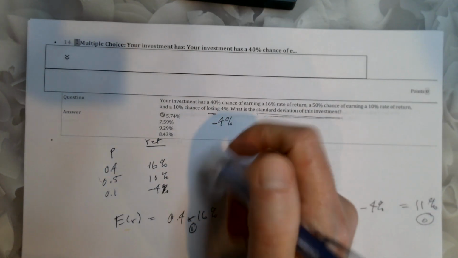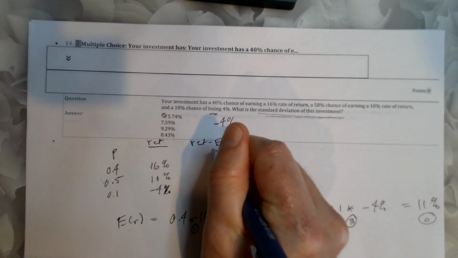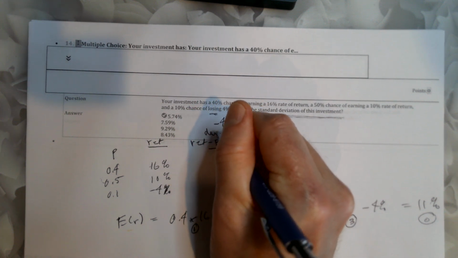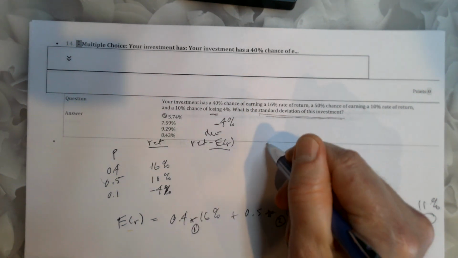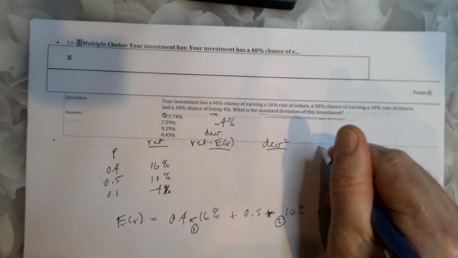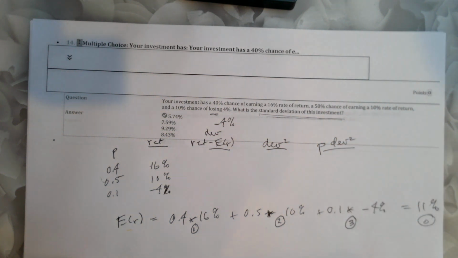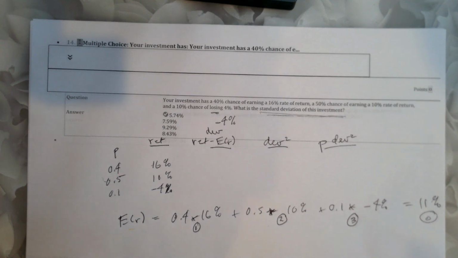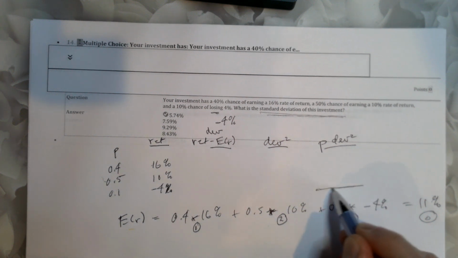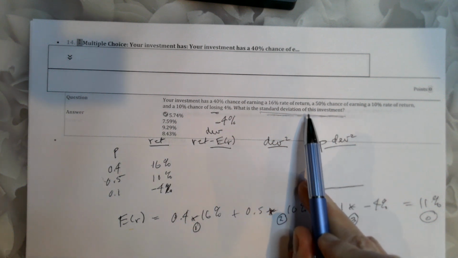Okay, now, if we're figuring standard deviation, our very next thing to do would be to take the return minus the expected return. This is known as our deviation. And the next column over is going to be our deviation squared. And our final column will be the probability for the scenario times the deviation squared in that scenario. Then we're going to sum all those up, and that's going to give us the variance. And then we're going to take the square root to get to the standard deviation.